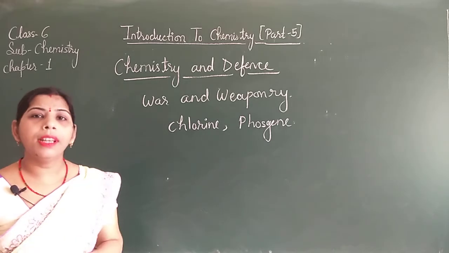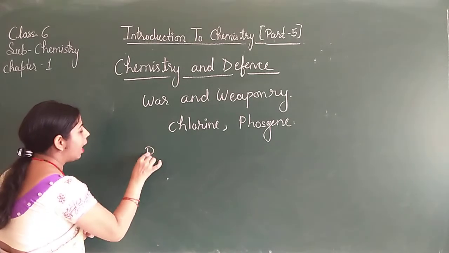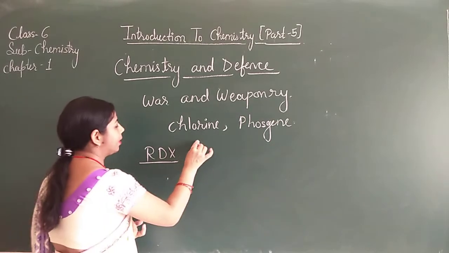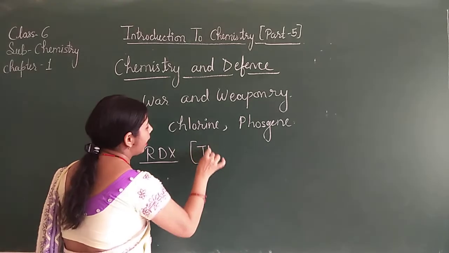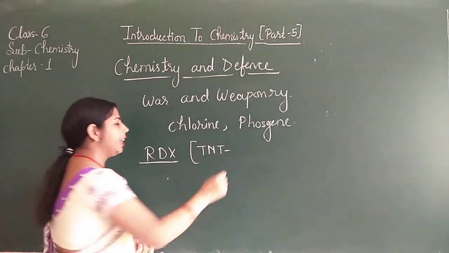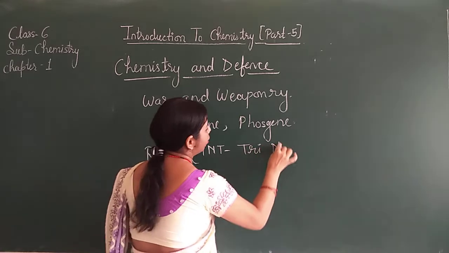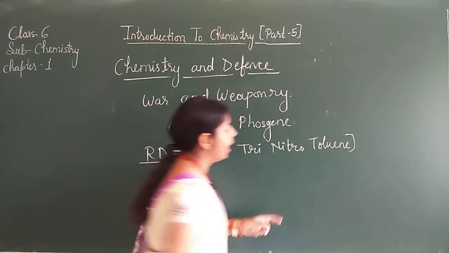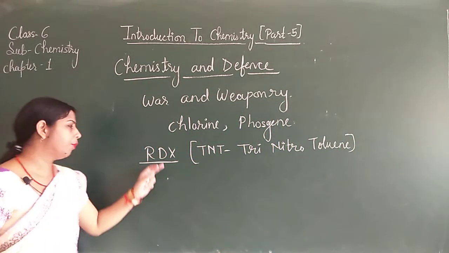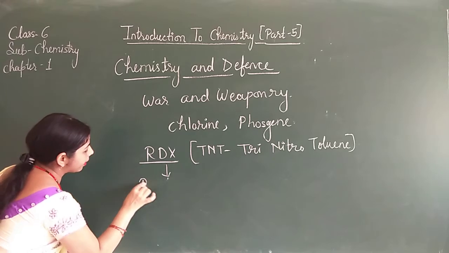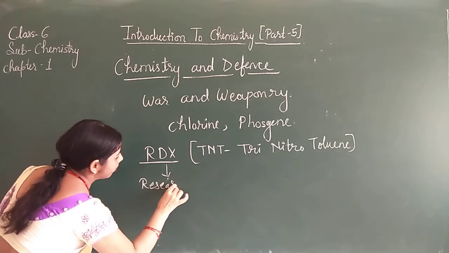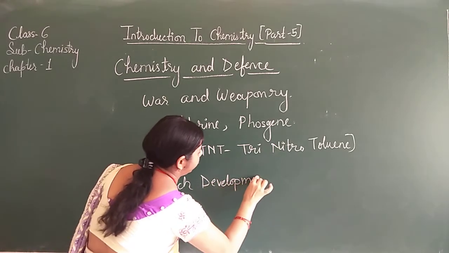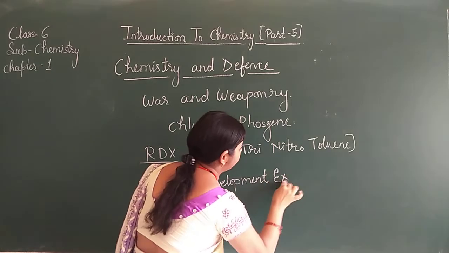Now one common name you have already heard, RDX. You have always heard about RDX and TNT, and the full form of TNT is trinitrotoluene. This TNT is widely used. The full form of RDX is research, development, explosive.